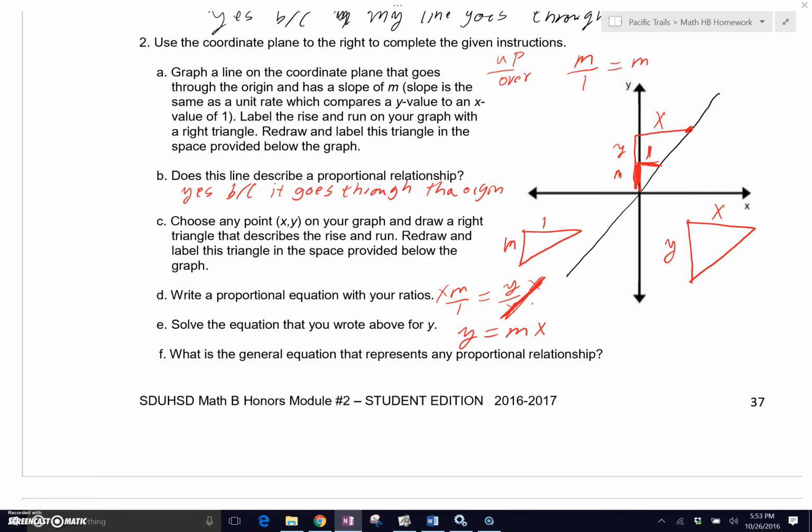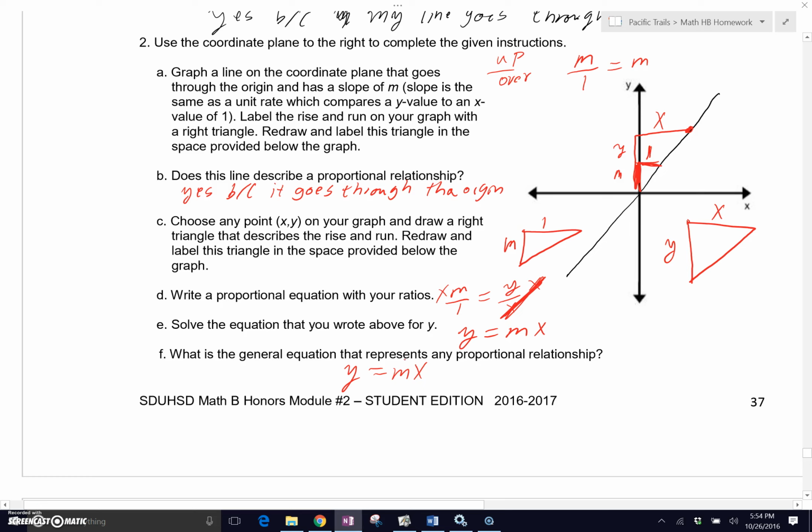Remember, we're just trying to create a linear equation, and we just derived how we found the equation y equals mx. These will all be straight line equations that go through the origin when they look like y equals mx. And you've seen examples of this before, like y equals 2x, y equals 3x, so on and so forth. Okay? So it says, what is a general equation that represents any proportional relationship? And that's what we just came up with, y equals mx.